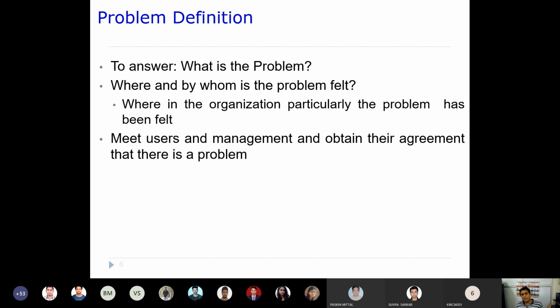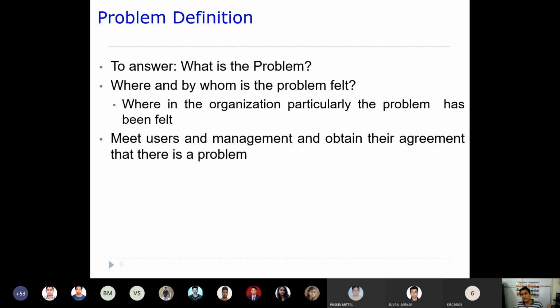The first phase is problem definition. So what is the problem first? During this problem definition phase we try to answer the question: what is the problem, where and by whom is this problem felt? That means who is experiencing this problem, and where the problem is actually occurring, let's say within a particular organization, because of which we are trying to develop a solution, and the solution may be a software solution.